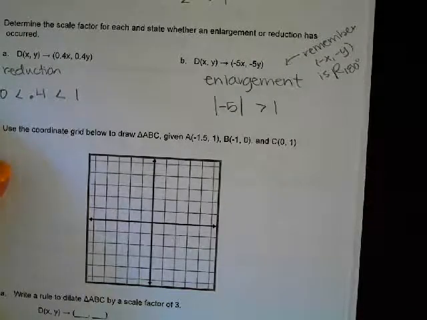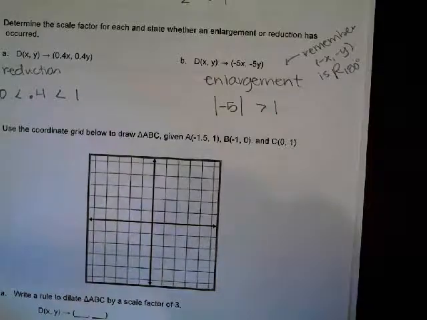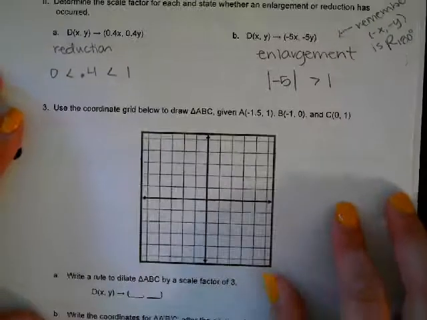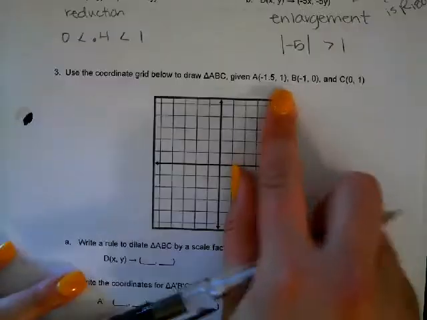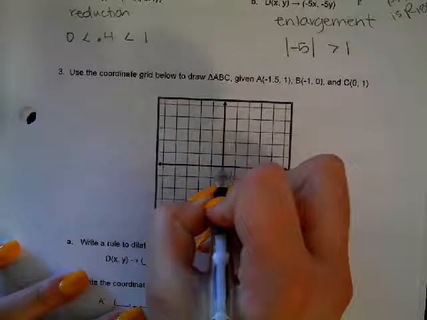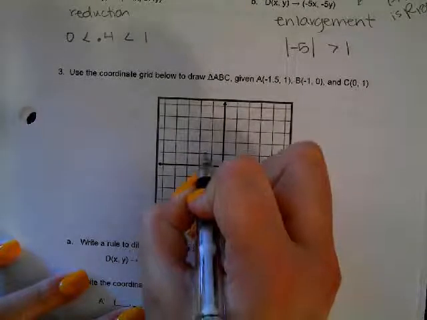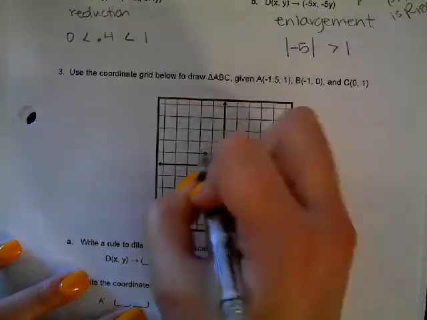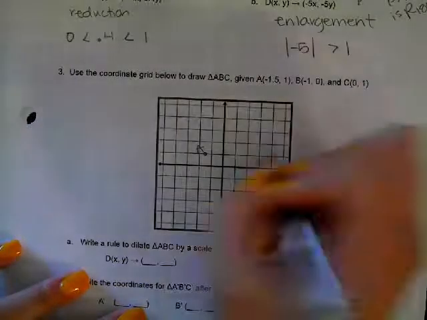All right, so here they want us to draw a shape. Let's go ahead and draw the shape. We've got A is negative 1.5, 1.5. There is A. B is negative 1, 0. And C is 0, 1.